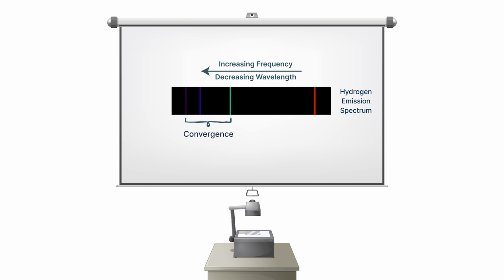This is the key feature that you should remember for the hydrogen emission spectrum, and we will see what this is when we take a closer look at the arrangement of electron shells in atoms. But for now, remember that in a hydrogen emission spectrum, we always see lines becoming closer together as we move towards the higher frequency end of the spectrum.